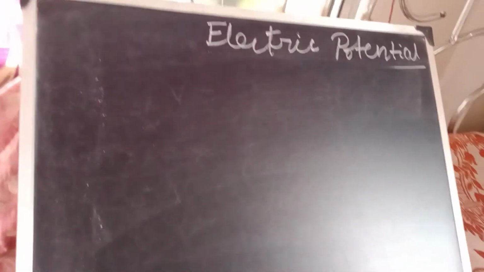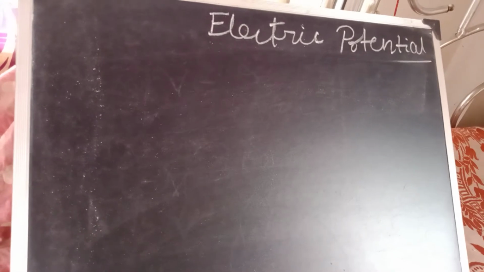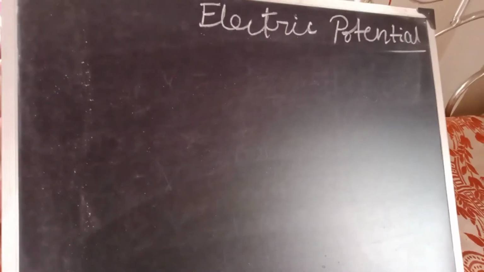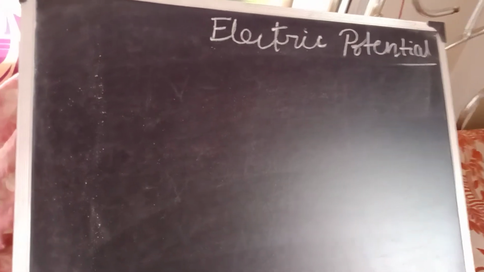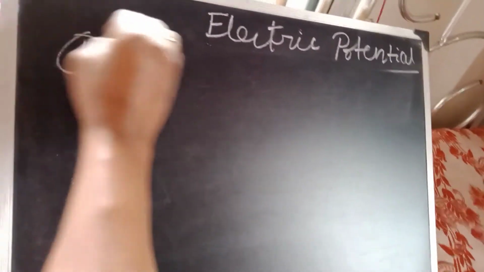Now we want to calculate the potential due to an electric dipole. As we have already learned the electric field due to an electric dipole, now we want to calculate the potential due to an electric dipole, and we know that the first point is the axial point.